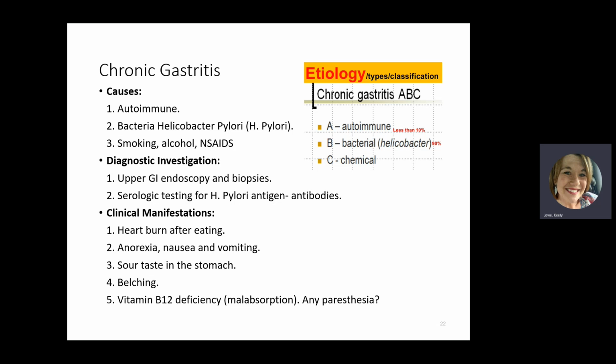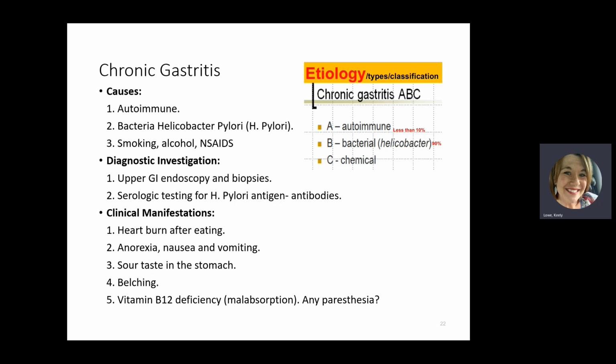Could be bacteria. One of the bacteria that is very instrumental in causing gastritis, stomach ulcers, those kinds of things, is called Helicobacter pylori. It's very common. People have it and they don't even know. But it can damage the lining of your stomach. It also causes increased stomach acid to be made.